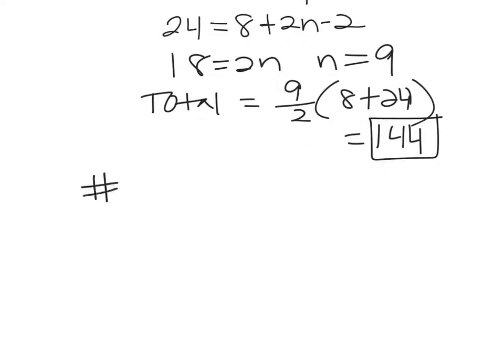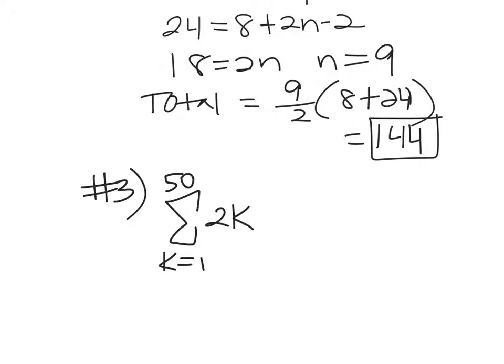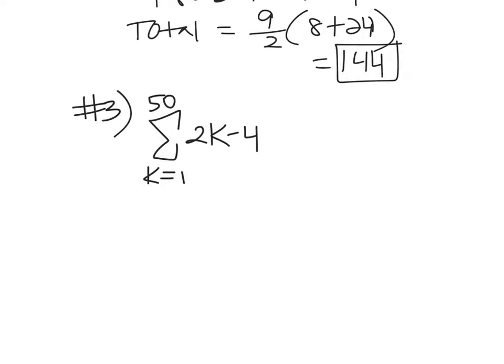Number 3. Now, suppose that I give you this problem to do. The sum from k equals 1 to 50 of 2k minus 4. Now, some of you are going to take your calculators out and plug it in, and that's nice and good, and yeah, you got the right answer. But some of you don't have that option. So we're going to use the arithmetic finite sum formula.